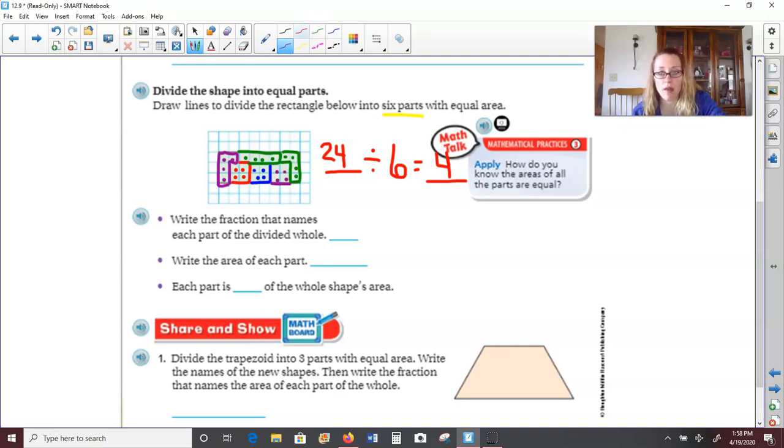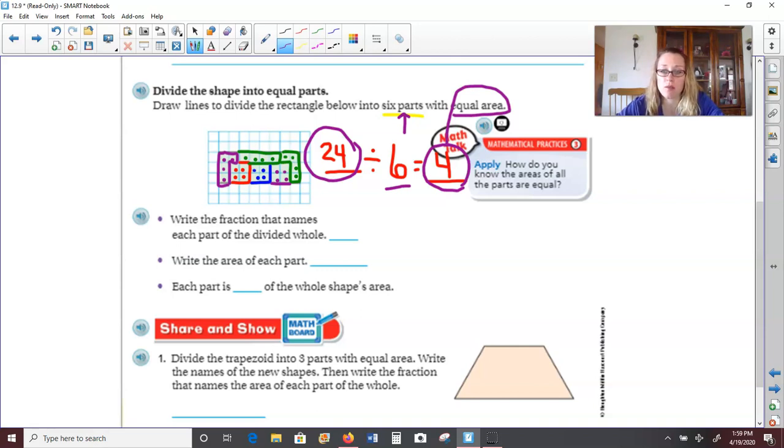Okay, so if that makes sense to you guys, you'll see that I took my big rectangle and I split it into 6 parts. And each part has an area of 4 square units. In order to better help me divide this on the first try, I took the total area of my rectangle, which was 24, and divided it by 6 because we needed 6 parts in our shape, and it equaled 4. So each part needed to have an area of 4 because we needed an equal area.